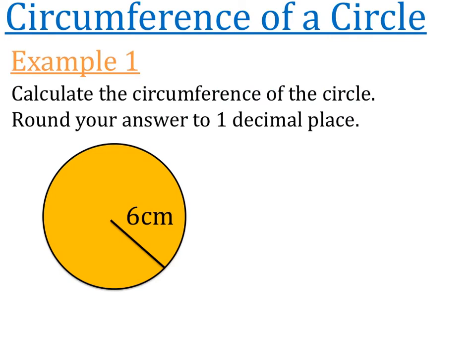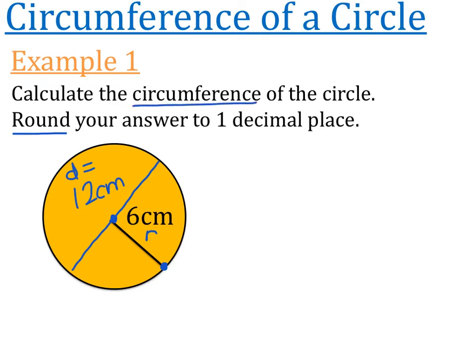Example 1. Calculate the circumference of the circle. Round your answer to 1 decimal place. Because it says to round our answer, we're probably going to need our calculator. So I can see on this yellow circle that the radius is 6 centimeters. That means the distance from the middle of the circle to the edge of the circle is 6 centimeters. If the radius is 6 centimeters, then that must mean from one side to the other, which is the diameter, that must be 12 centimeters. So the diameter is 12 centimeters.